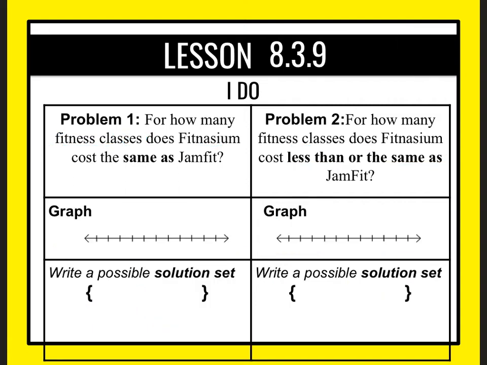Let's look at this in comparison to a graph. So same as, x equals 10. Well, here's 0. I know 10 classes, I got $80 in both, right?